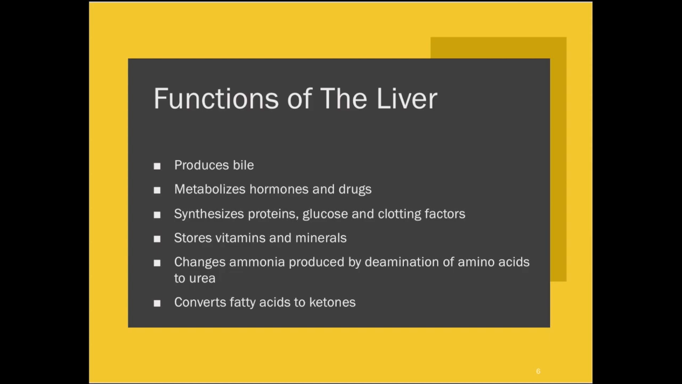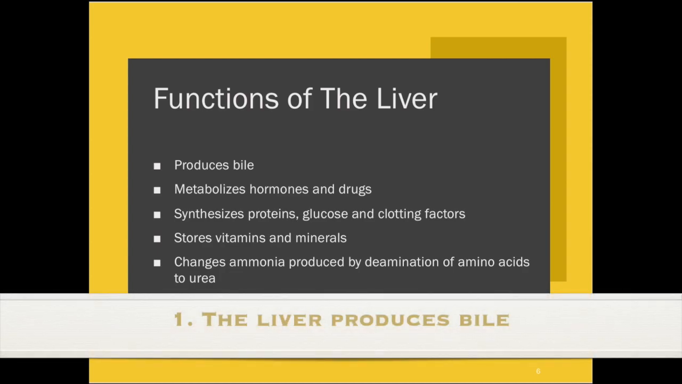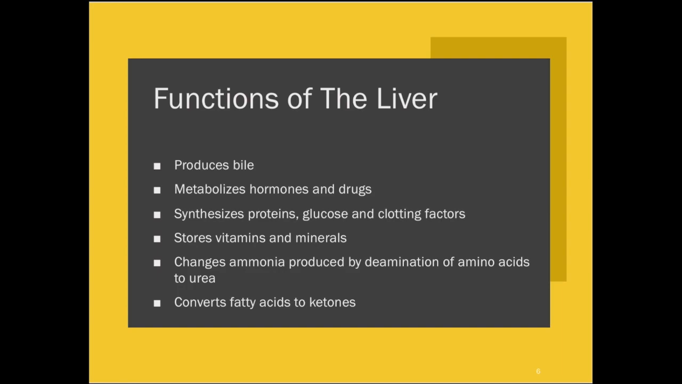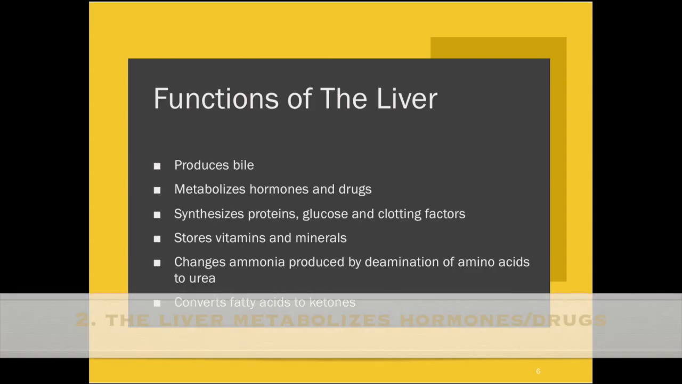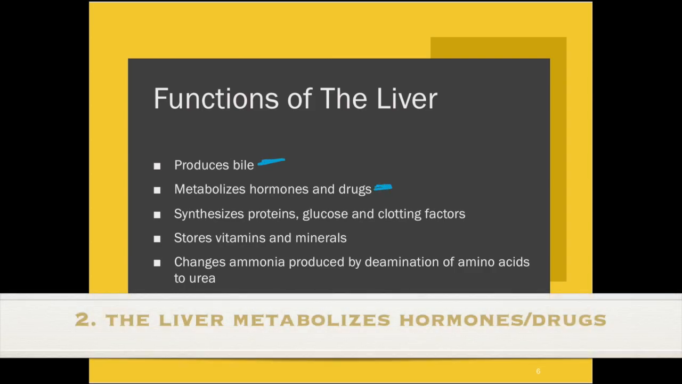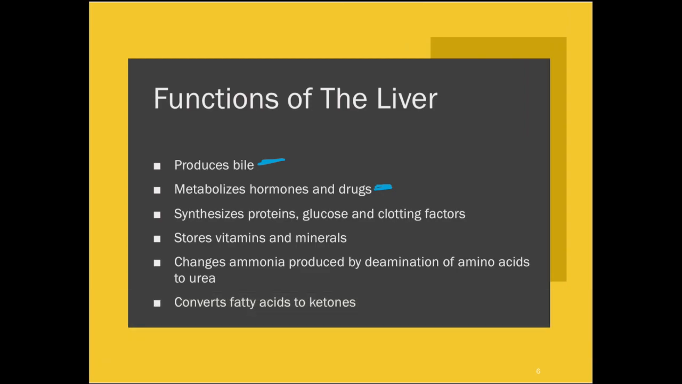So functions of the liver, we just talked about it: producing bile and bile salts. Bile salts help break down the fat soluble vitamins. We'll talk about that a little bit later. So it produces bile, and metabolizes hormones and drugs. We talked about how the liver is pulling all of those nutrients and filtering them. It also filters or metabolizes hormones, your glucocorticoids, your sex hormones. So estrogen, testosterone, all of that is being metabolized and filtered through the liver. Again, we talked about this.